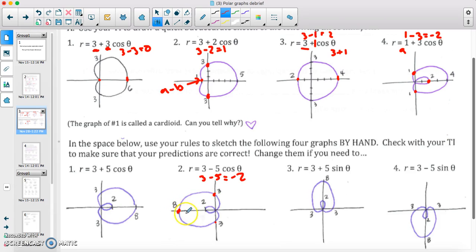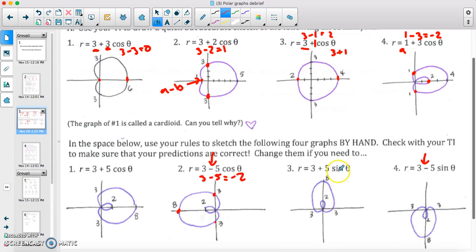Notice this graph is flipped, so instead of being mostly on the right, it's on the left, and that is because of this minus sign. So whenever we see the minus sign, we're going to reflect in the opposite direction. So instead of being on the right, it'll be on the left. For a sine graph, the minus sign means instead of being up, it's going to be down.